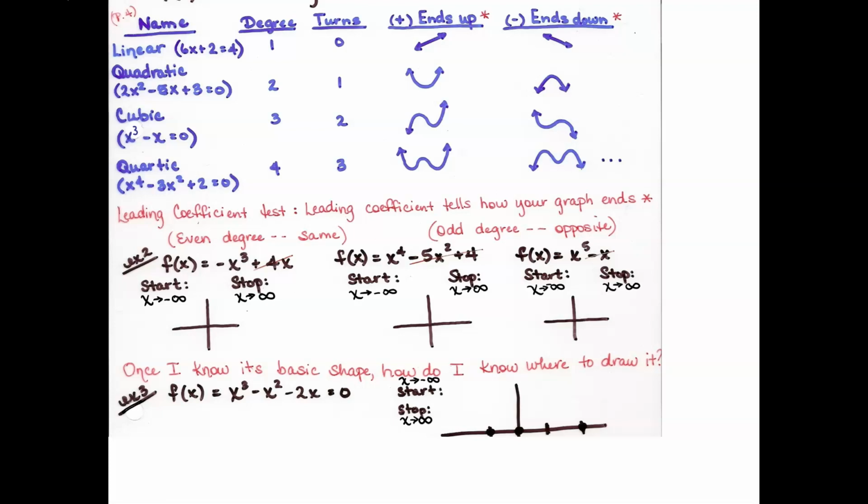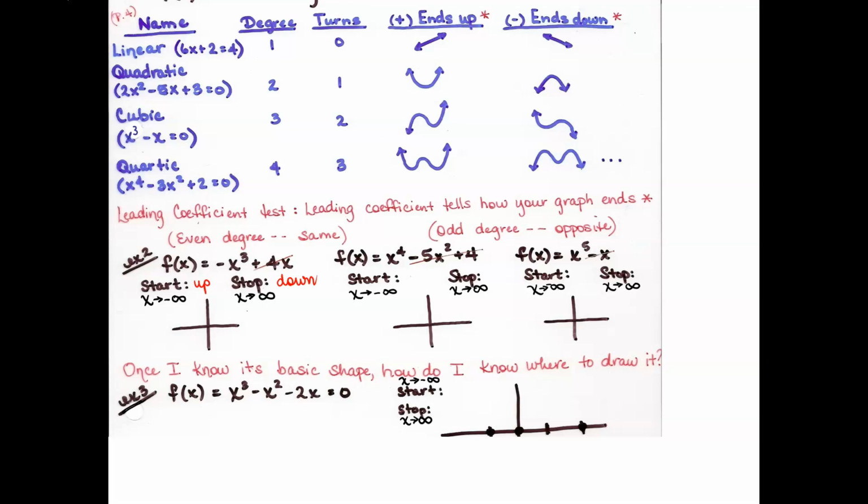All right, so what's my leading coefficient? Negative. So if my leading coefficient is negative, how is my graph going to stop? Going down. And what's my degree? Even or odd? Odd. So if it's odd, do they start and stop in the same direction or opposite directions? Opposite. So that means that it's going to start going up.